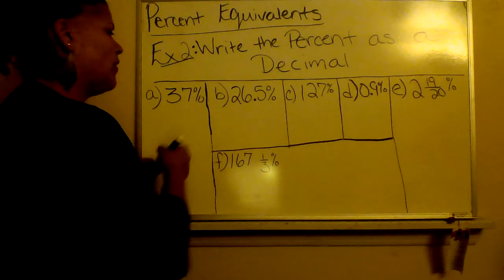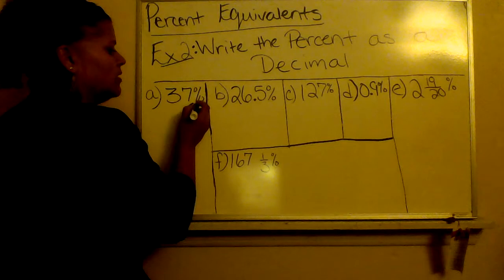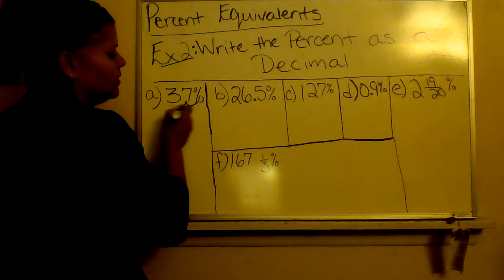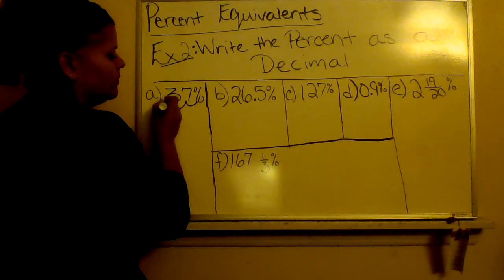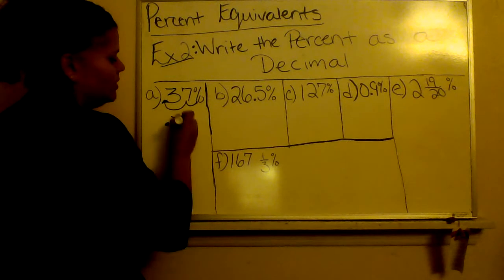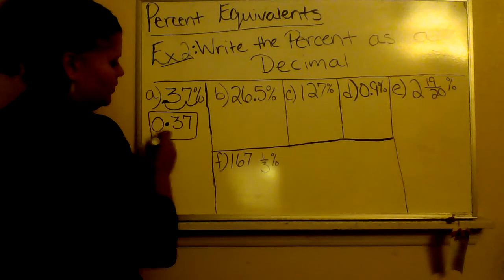When you have a whole number percent, right here where the percent is, there's actually a little make-believe decimal, where you're moving the percent. So what you would do is move 2 times to the left. So then you end up with 0.37. That's what it would be as a decimal.